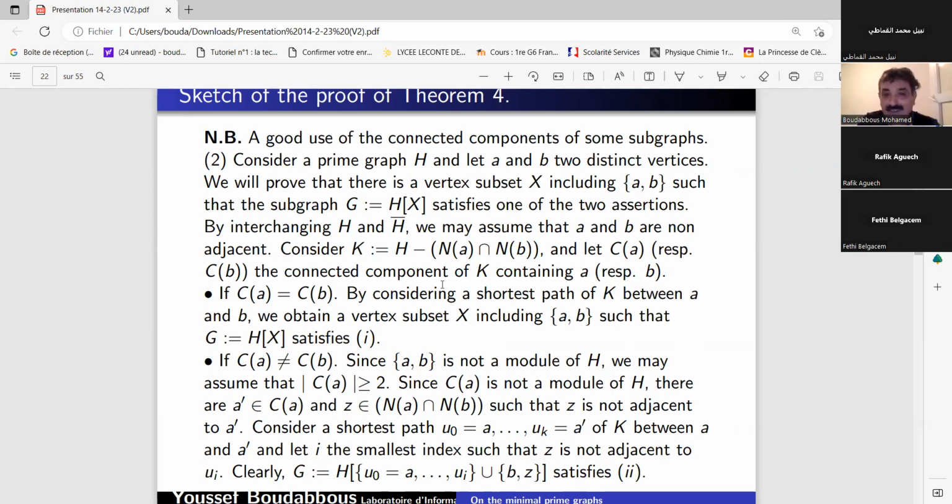And this path, its length is at least 3, because there is no element in the intersection. The vertices in the intersection of the neighborhoods are deleted. Thus, if CA equals CB, by considering a shortest path between A and B, we obtain a vertex subset X, including AB, so that HX satisfies the first assertion.